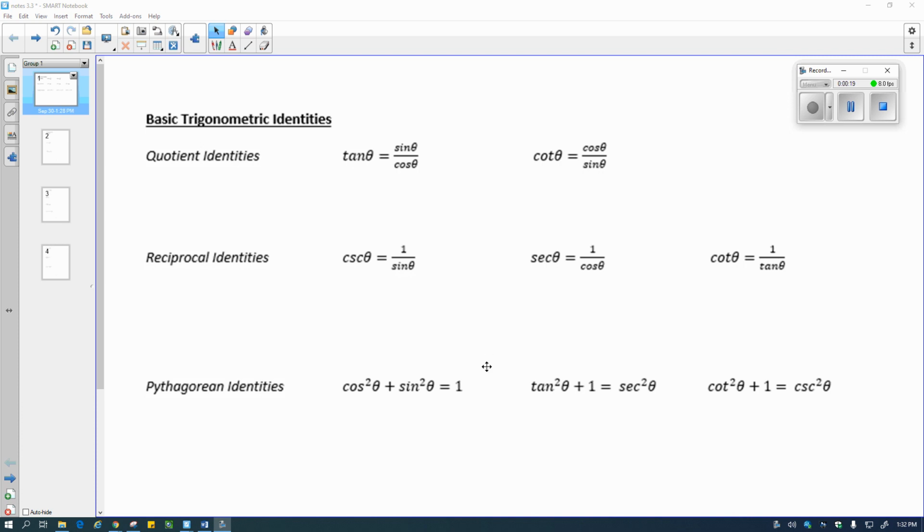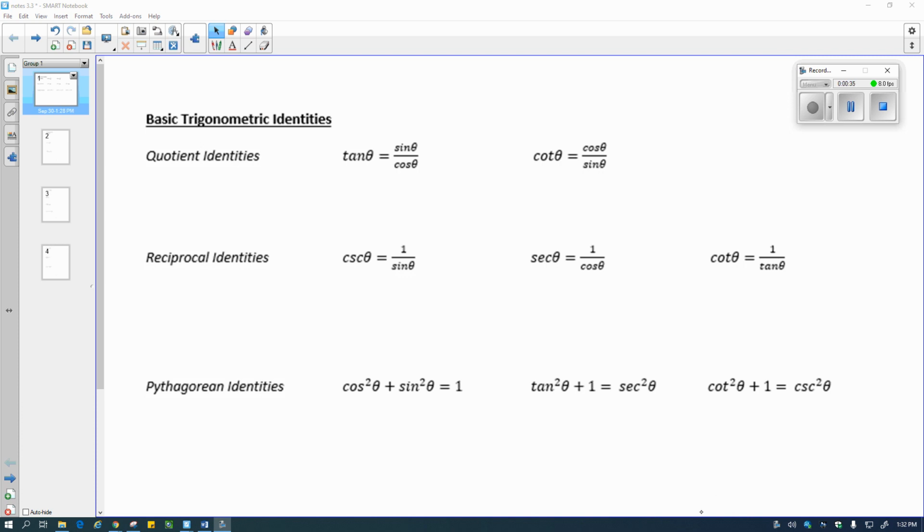Tangent is sine over cosine. We talked about that when we first introduced tangent. Cotangent is cosine over sine. Those are the quotient identities because it's a trig function that can be written as a quotient: a trig function divided by another trig function.